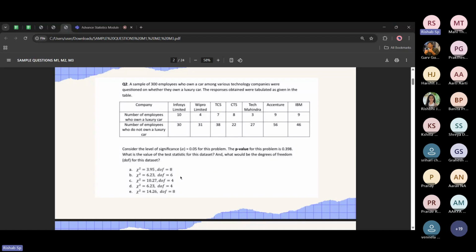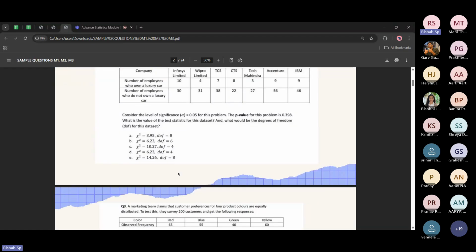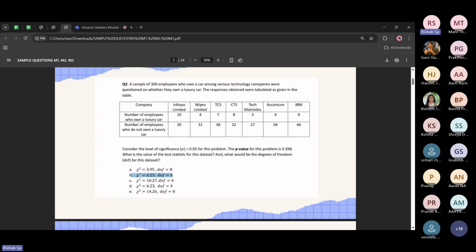We found the degrees of freedom. Since there is only one option of 6, we can proceed with this and move on to the next question. It's asked what will be the degrees of freedom for this data set. So we found the degrees of freedom, it is 6. The equation is number of rows minus 1 into number of columns minus 1.